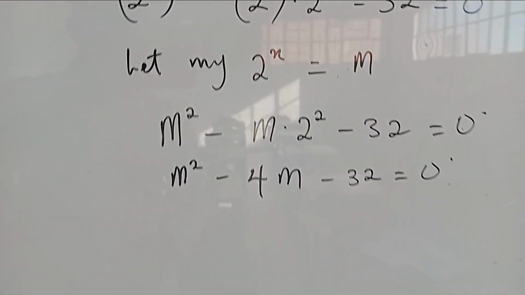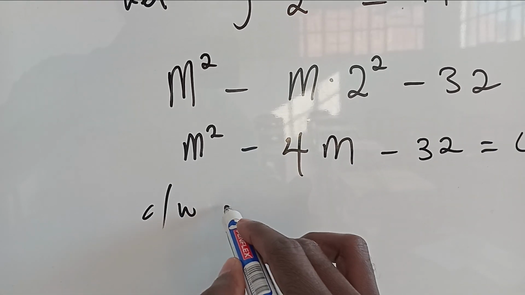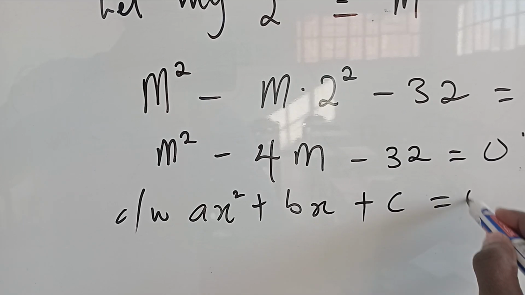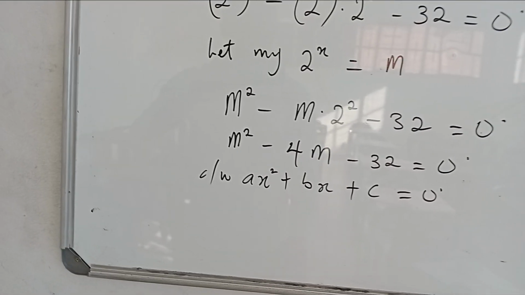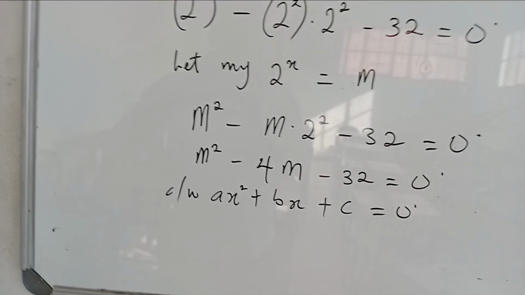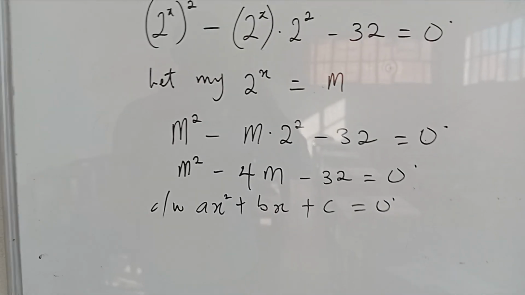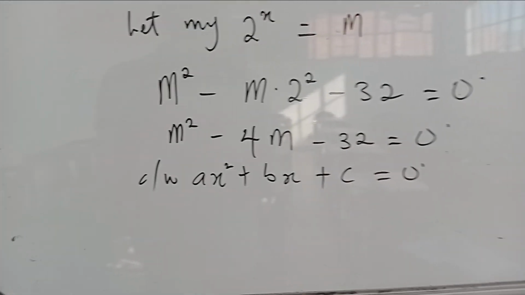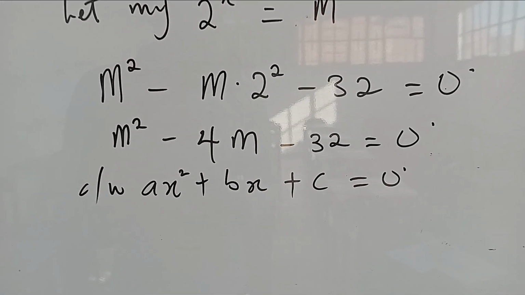As you can see, this equation looks like a quadratic equation, if we compare it with ax squared plus bx plus c equals 0. This is a quadratic expression. The next thing for us to do is to solve using either the quadratic formula or the factorization method of solving quadratic expressions. And if you like, you can use the completing the square method. But as for me, in order to simplify this, I will be using the factorization method.